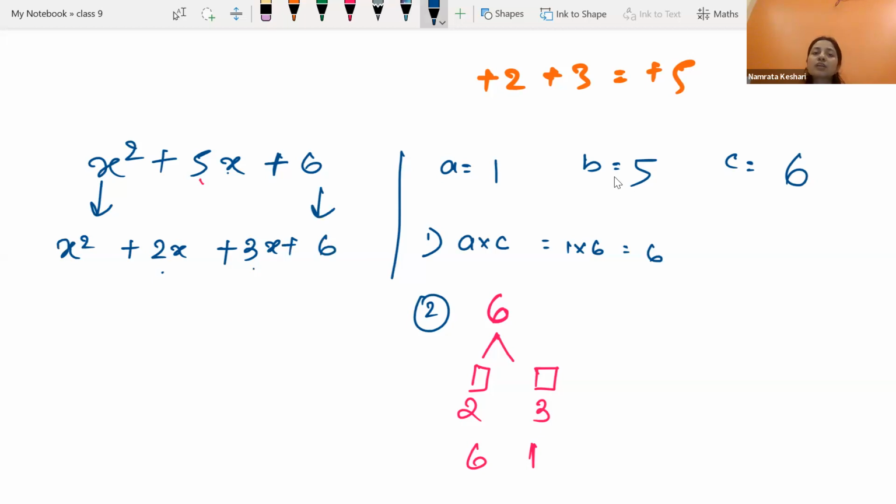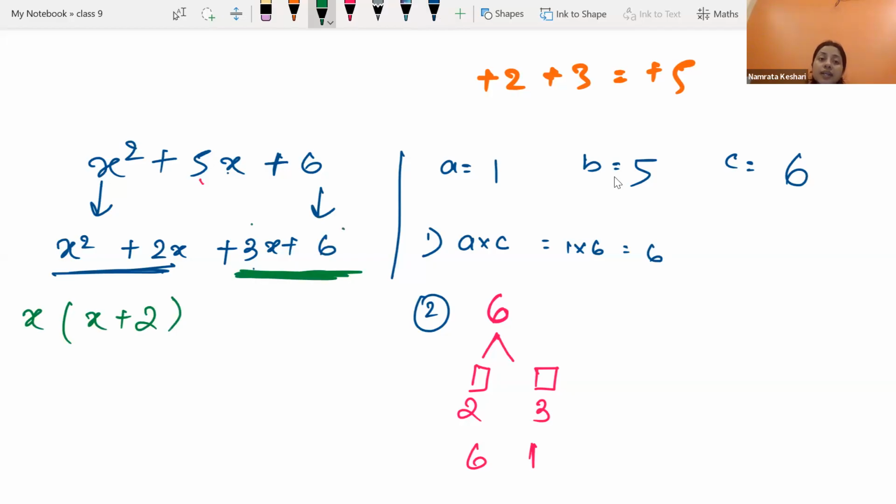Now we will take out the common factor from the first two terms, x square plus 2x. What is the common factor? x, and the remaining will be x plus 2. From the next two terms, what is the common factor? Such a table which contains 3 as well as 6. Which table? It's 3. What is remaining? Let's read the table: 3 1 times 3, so x. 3 2 times 6, so 2. Making sense?